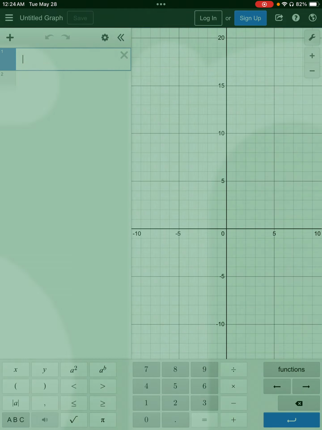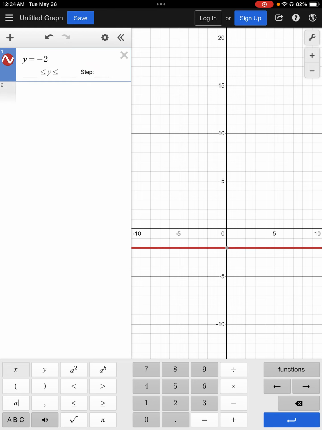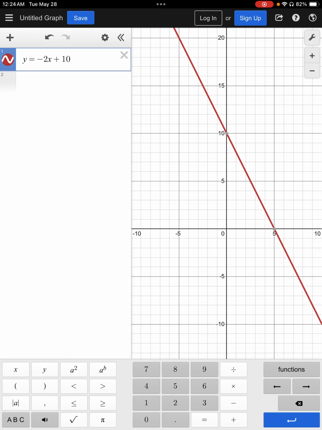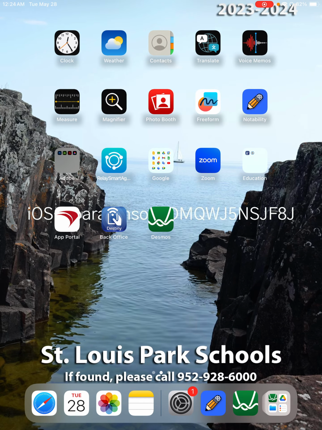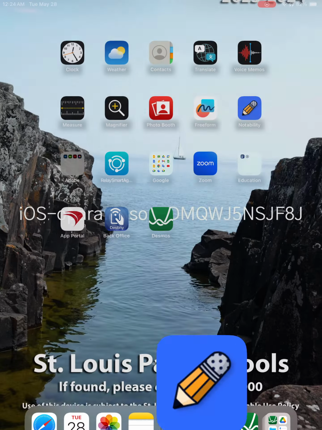So here I go to Desmos, and it takes just a second to load. In here I have y equals negative 2x plus 10, and I'm just going to stick that in parentheses so I can keep it all on top, and then divided by, and I already forgot the other one, what it was on the bottom, so let's pull it up really quick. x squared minus 2x minus 15.